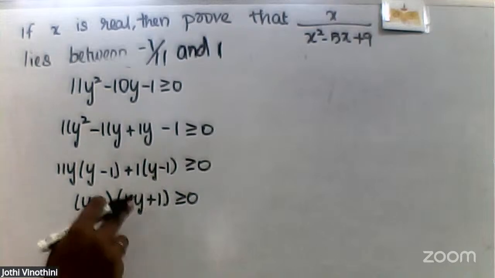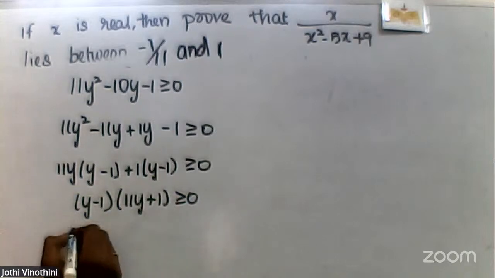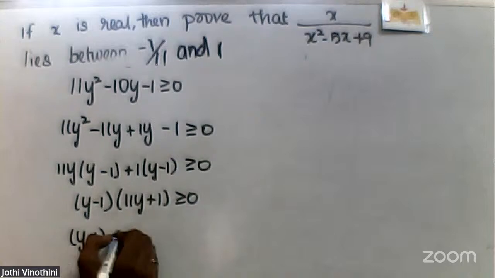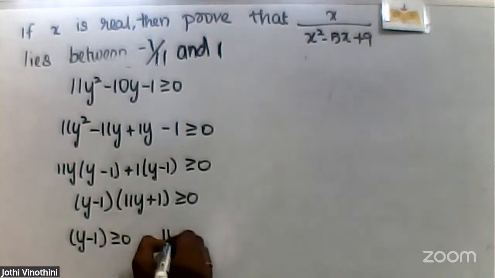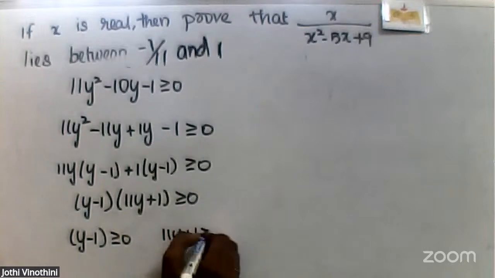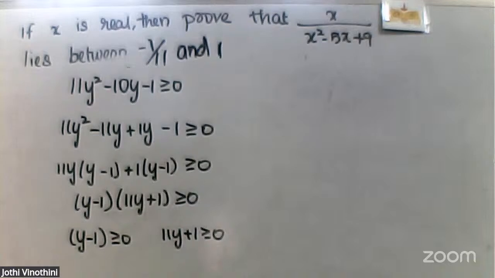Okay. So now we can equate this separately. Y minus 1 must be greater than or equal 0. And 11y plus 1 must be greater than or equal 0. Okay? Okay. So now, the board is up to this. So I will give you a minute so that you can copy this and we will solve the final step.